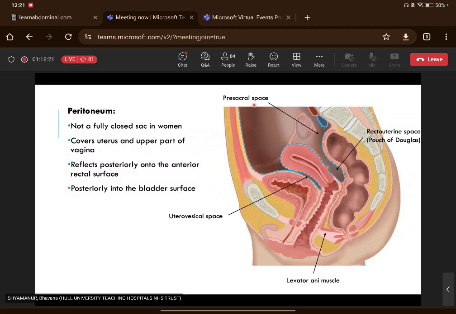So the peritoneum covers the anterior bladder, so it reflects across the anterior aspect of the bladder, back onto the uterus, and posteriorly off the anterior rectal surface as well. And this forms spaces that I'm sure you all know. So the anterior space between the uterus and the bladder is the uterovesical space, and the space posteriorly, the rectouterine space, is well known as the pouch of Douglas. And then, of course, you have the presacral space just superiorly as well.